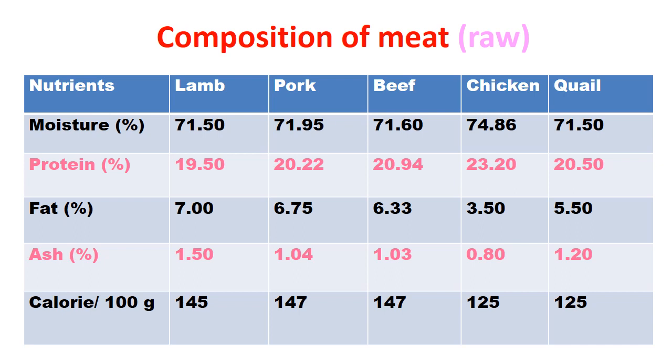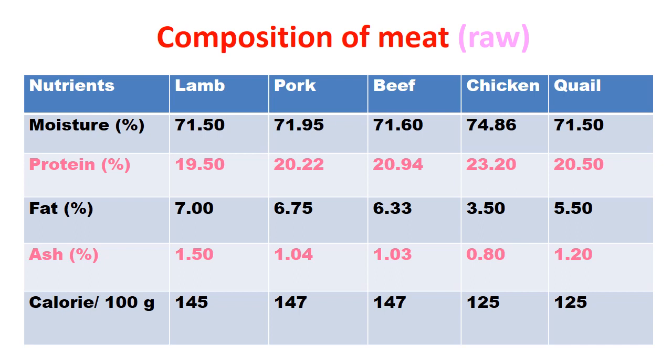And the ash content around 1% generally. So in case of lamb 1.5, in pork 1.04, in beef 1.03, in chicken 0.8, and in quail 1.20. So in case of chicken, the ash content is a little less, fat content also a little less. That's why it is having more moisture, and protein also a little higher side.